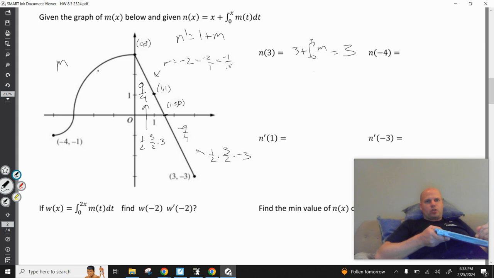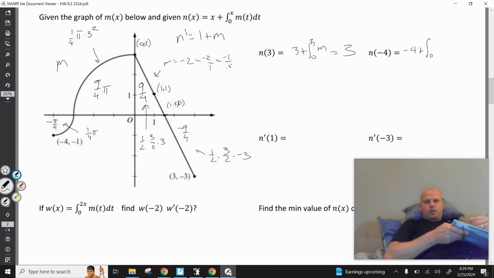Probably should have told you this is a quarter circle and this is a quarter circle. This is a quarter circle radius 3, so this is a quarter of pi times 3 squared, which is 9/4 pi. This is a quarter of a circle radius 1, so this is a quarter of pi. Okay, so I got negative 4 plus accumulate m from 0 to negative 4. It's the opposite of negative 4 to 0. So that's a negative becomes a positive. That's a positive becomes a negative.